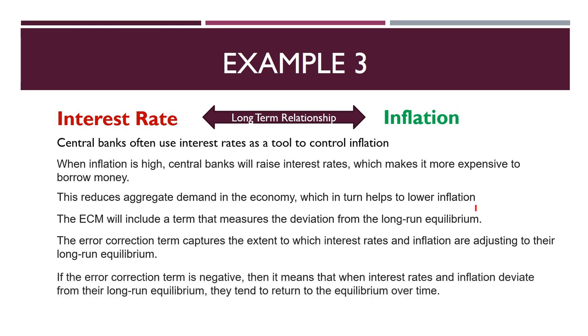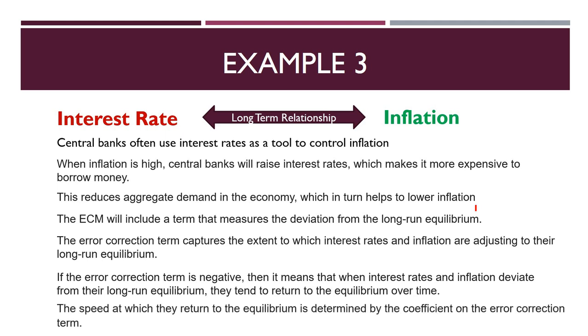If the error term is negative, as I told you in the example of husband and wife, where the husband is moving in the opposite direction, so it is a negative direction. Whenever you see that the error correction term is negative, it means that when interest rate and inflation deviate from long run equilibrium, they tend to return to the equilibrium over time. Whether the interest rate is deviating or the inflation is deviating, the other has to adjust. The speed at which they return to the equilibrium is determined by the coefficient of the error correction term.